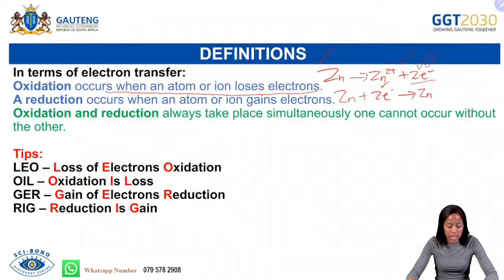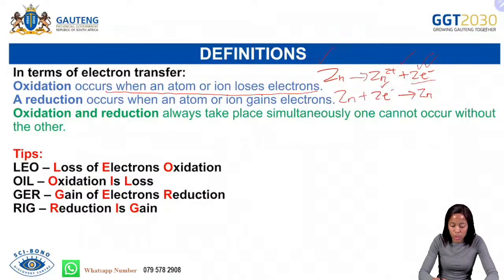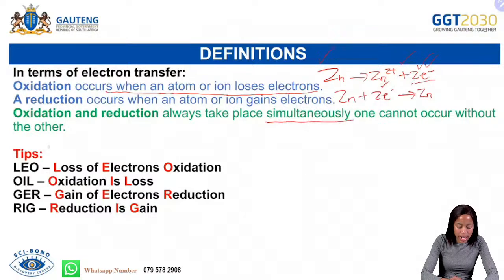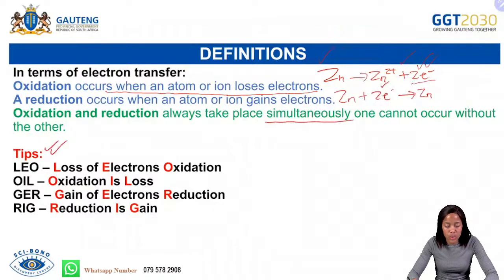Now it says oxidation and reduction always take place simultaneously. One cannot occur without the other. Simultaneously basically means that oxidation and reduction are going to occur at exactly the same time. Whenever we have oxidation, there will also be a reduction at the same time.